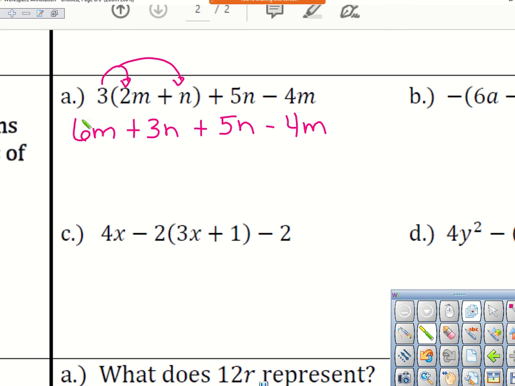So now that I have gotten rid of my parentheses, I'm going to go ahead and identify my like terms. 6m is a like term. Negative 4m is a like term. Positive 3n and positive 5n are like terms. So 6 minus 4 is 2m. 3 plus 5 is 8n.